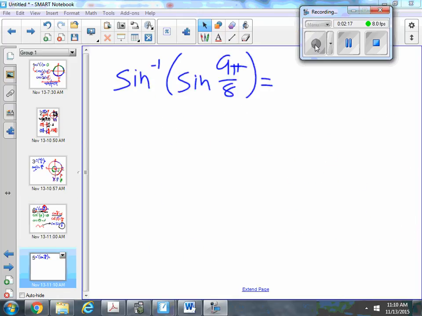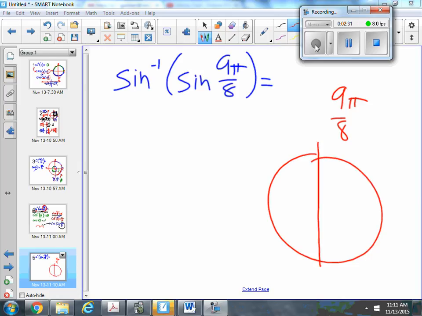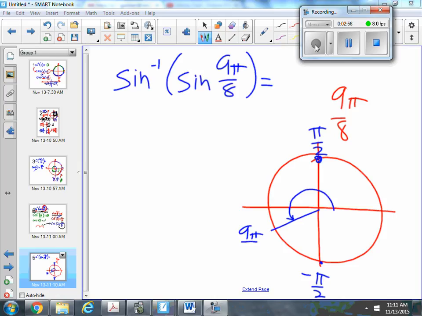Let's look at it just a little bit more deeply though. Because you might look at this problem and say, oh, that's just like the last problem, and the answer is 9 pi over 8. But we have a problem. Because when we're finding the inverse sine function, all of our answers have to be between pi over 2 and negative pi over 2. And 9 pi over 8, well, that's pi over 8 more than 8 pi over 8. So this would be 9 pi over 8, and as you can see, that is out of our acceptable range.